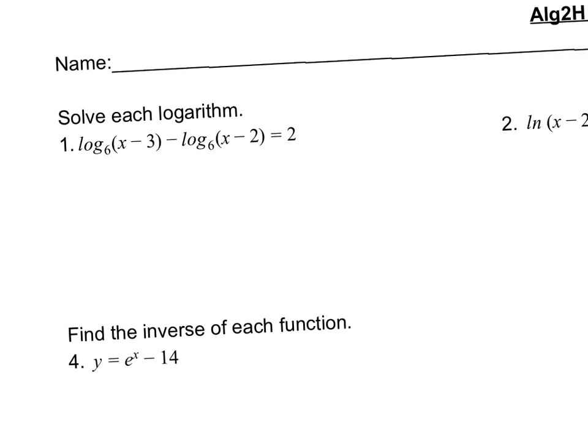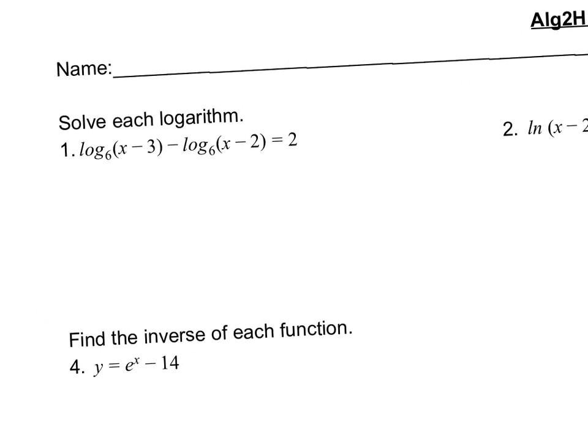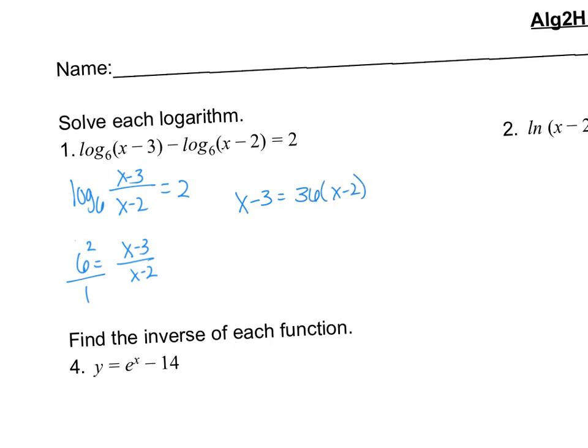So when we divide, it's log 6 of (x minus 3) over (x minus 2) equals 2. We're going to put this in exponential form. All right, so we distribute our 36, minus my x, add my 72.